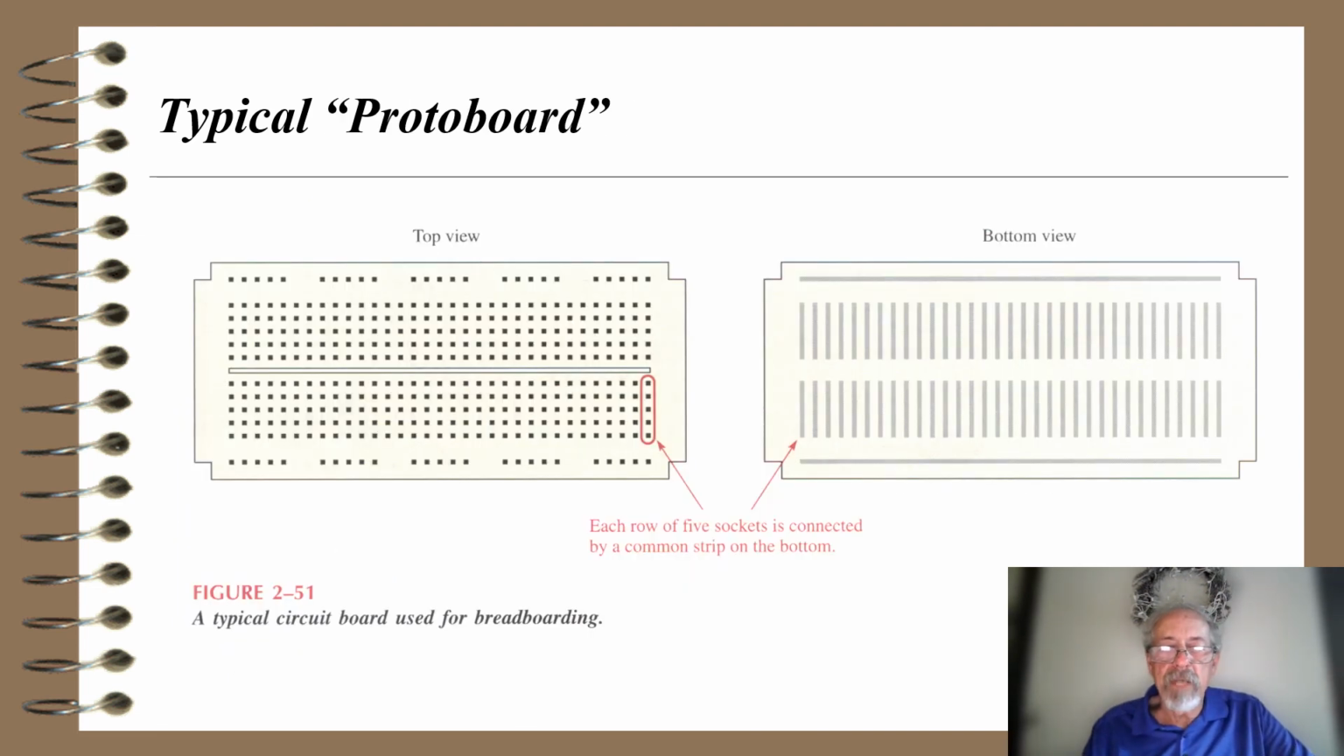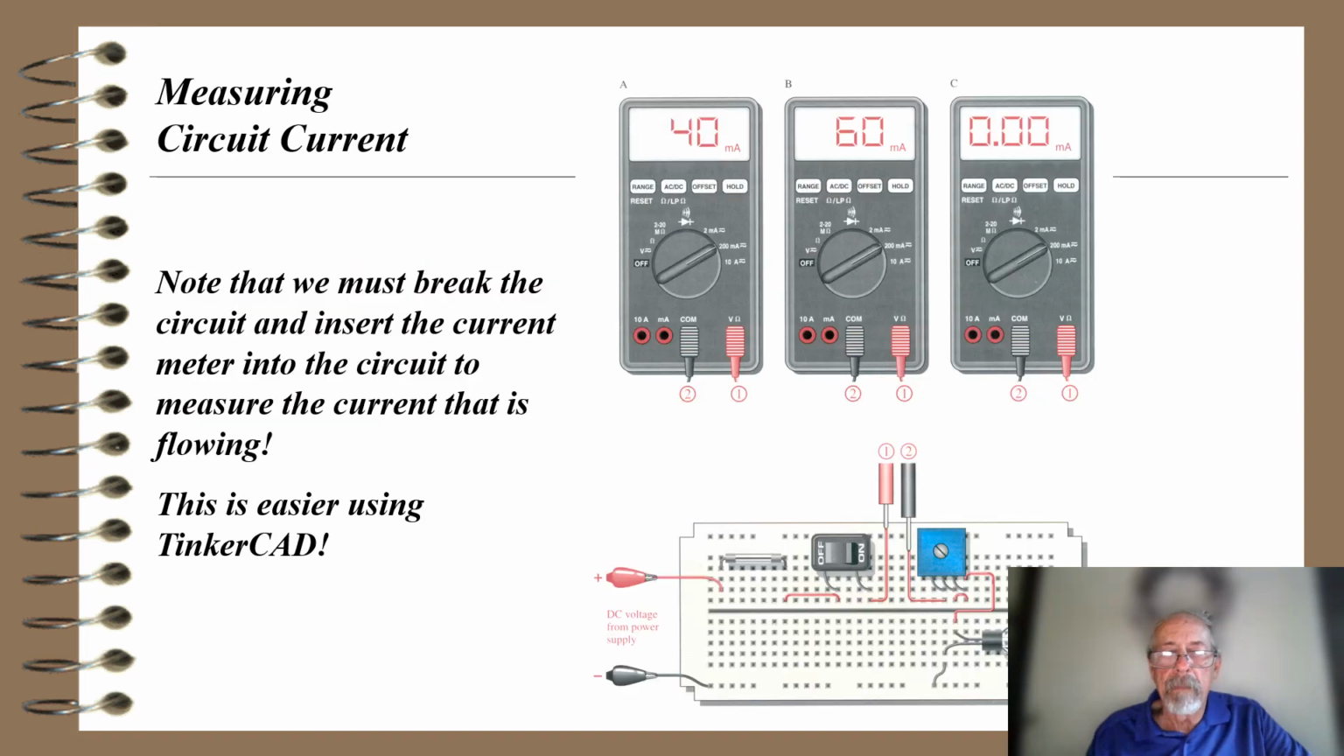Proto boards, we just touch on them. Again, how they're organized is that the columns here, vertically on the top and bottom of that separation in the middle, are connected together. So anything connected in one column here is all connected together. What happens going the opposite way is they are connected horizontally on the outside.